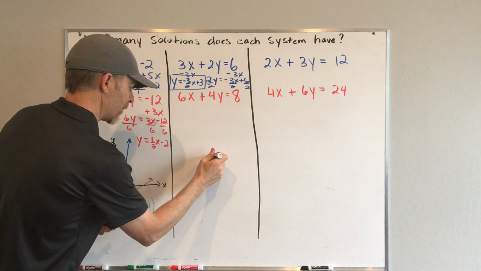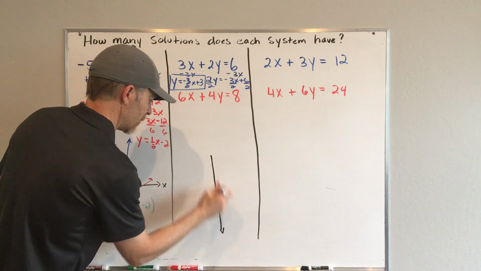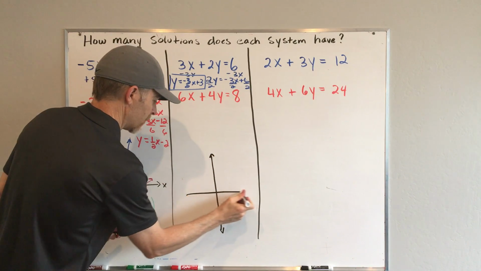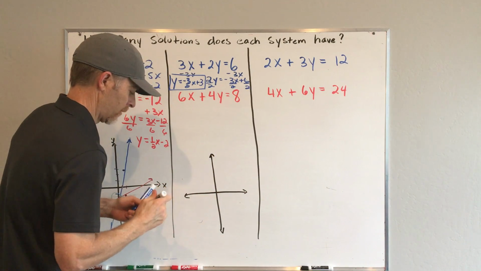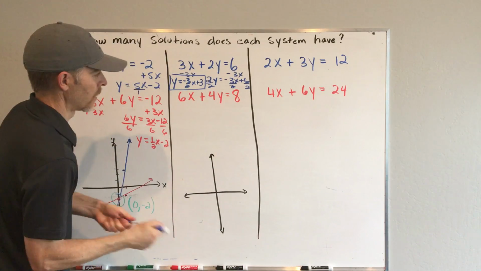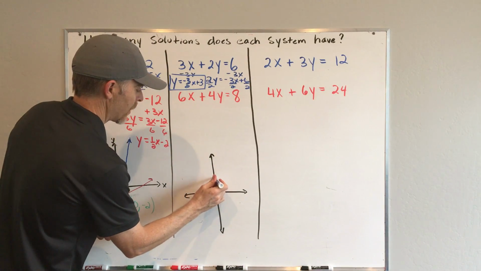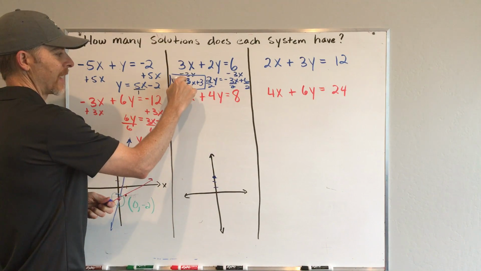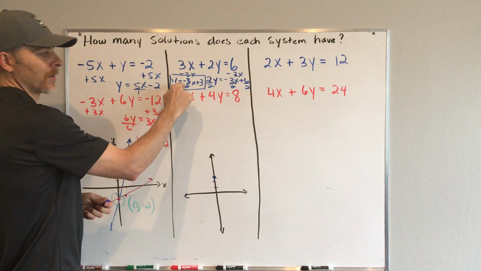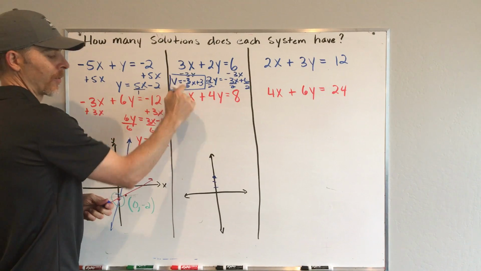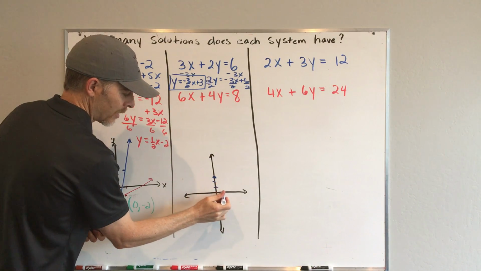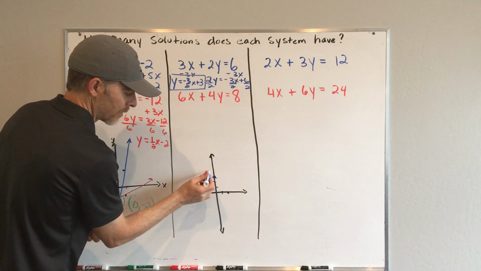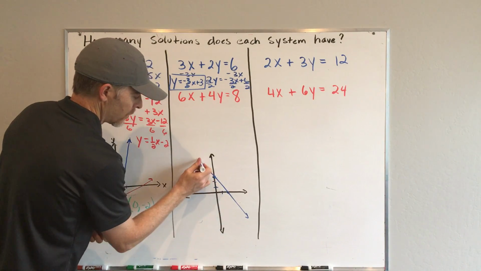Let's draw our coordinate plane. And we have our y-intercept at 3. Our slope is down 3, right 2. See the negative 3, down 3, right 2. So down 3, right 2.